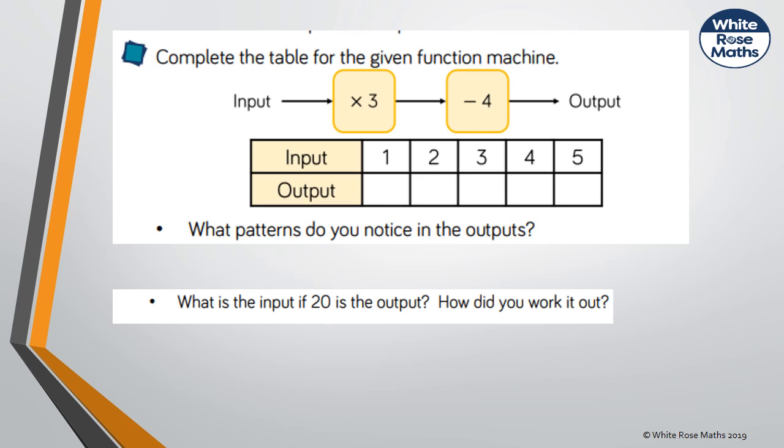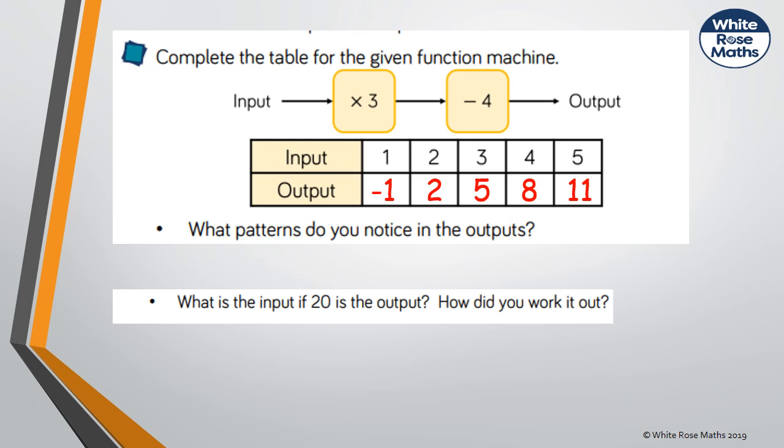Excellent. So these are the numbers that you should have in your grid. Well done if you got those. If you didn't, well done for trying your best. See if you can maybe see how we managed to get those answers. So 1 times 3 is 3, and then 3 minus 4, well, we know we're going to go down to minus 1. What patterns do you notice in the outputs?